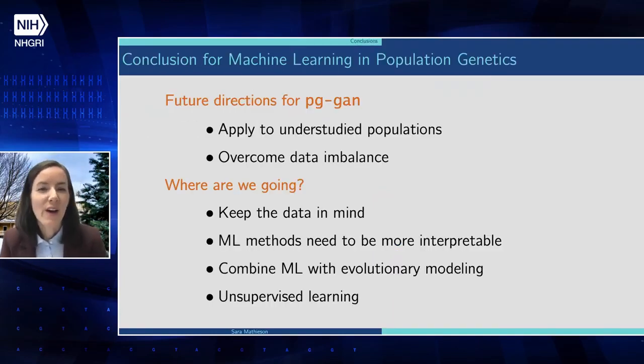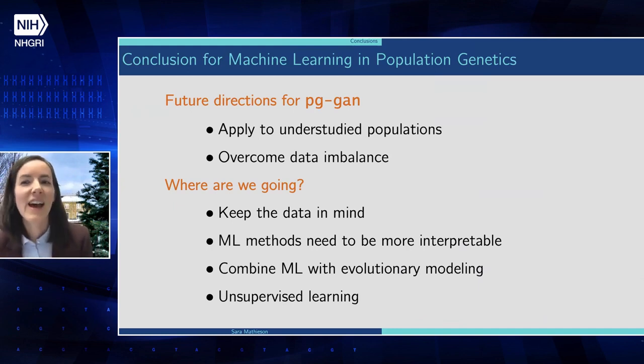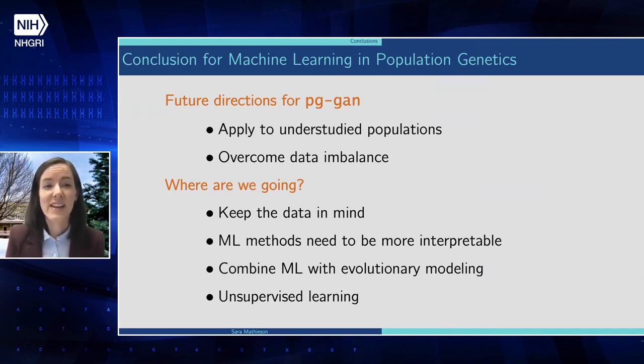So a little bit of where we're going with machine learning. I think there are many different opportunities for PGGAN in particular, especially for studying understudied populations where we don't have a very good idea of what the default parameters would be. And also overcoming this fundamental imbalance, since we have unlimited simulated data but limited real data.